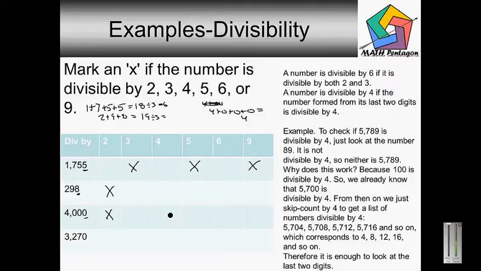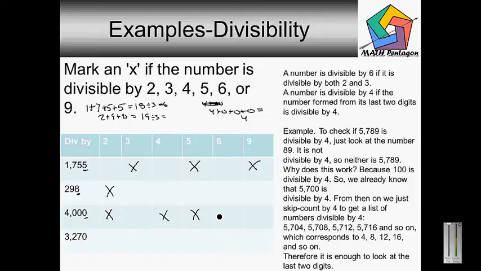For the divisible rule for 4, look at the last two digits. Is it divisible by 4? Yes. 4,000 is divided by 4. It goes in evenly, so yes, we put an x. For 5, divisible by 5, does it end in a 0 or a 5? Yes, it does.